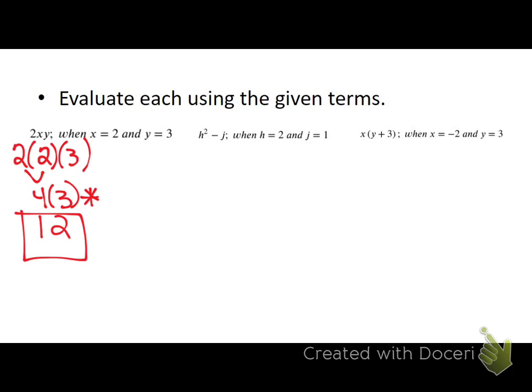Okay, moving right along. So I have h squared minus j. So what do I substitute for h? And what do I substitute for j? 1. What do I do first in this expression? 2 times 2 by itself, which equals 4. And then I bring down the minus 1. Okay, I can drop those parentheses after I figured out that 1 was not a negative. And then I go ahead and continue simplifying. So 4 minus 1 is? 3. And box it.